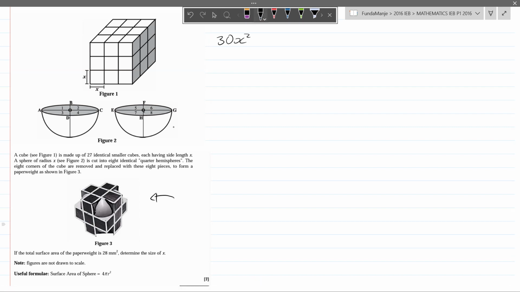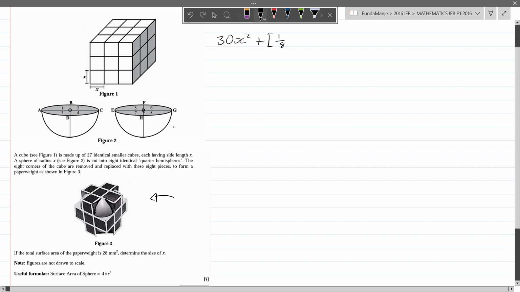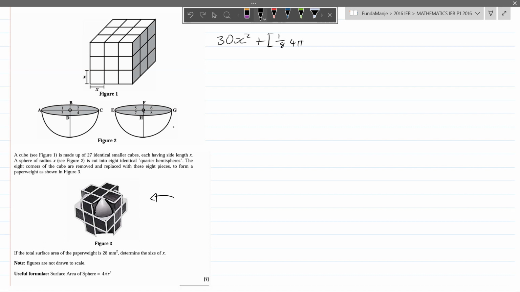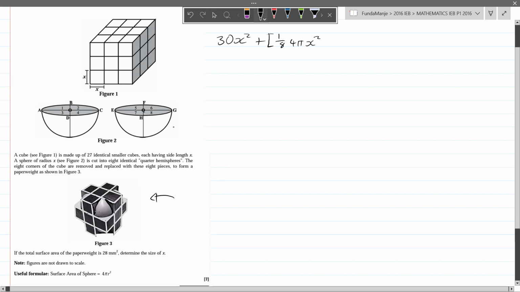This is basically just an eighth of our circles. So we can say this plus, in brackets, 1 over 8 times the surface area of a sphere, which is 4 pi r squared, but r in this case we are told is x, so that's just going to be 4 pi x squared. That's the first part. Now we need the second part that I was talking about, the one with the 3 faces over here.